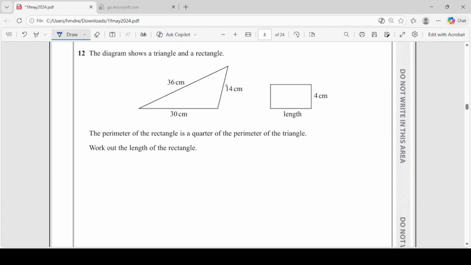So let's just break this down first. So we need the perimeter of the rectangle and the perimeter of the triangle. If you're having a look at, obviously we have this missing side for the rectangle. So we can't do much with the rectangle yet, but the triangle, we have all the sides. So let's start off by working out the perimeter of the triangle.